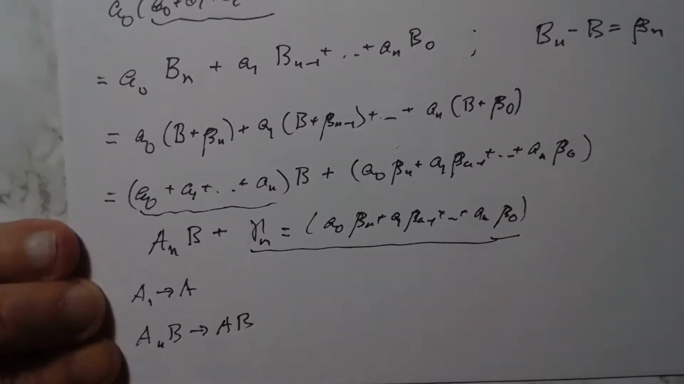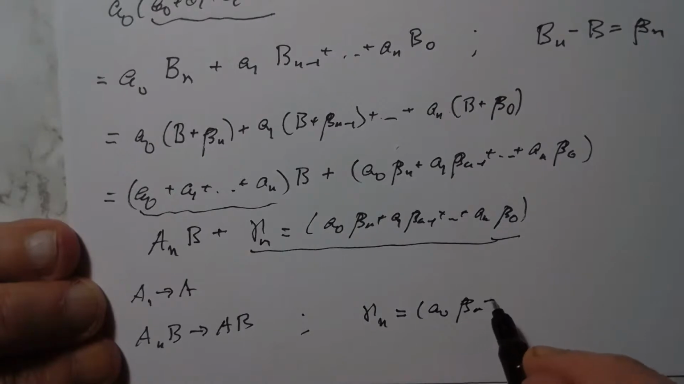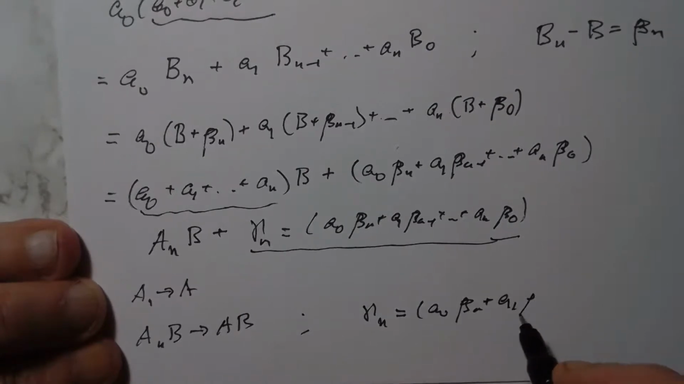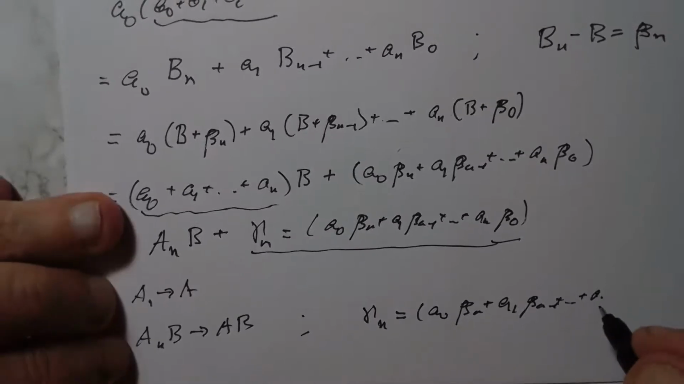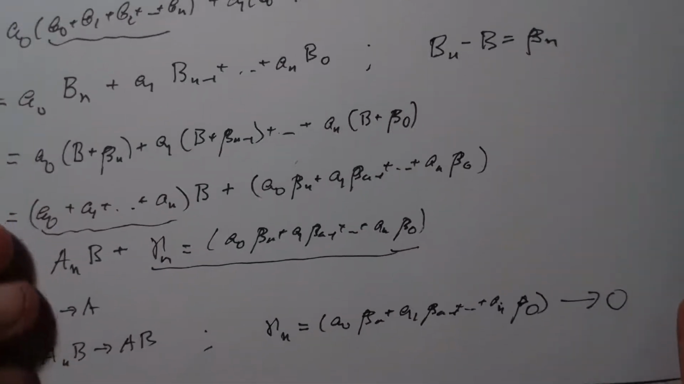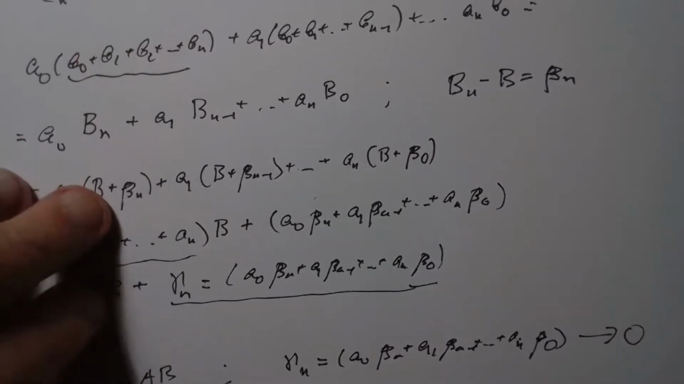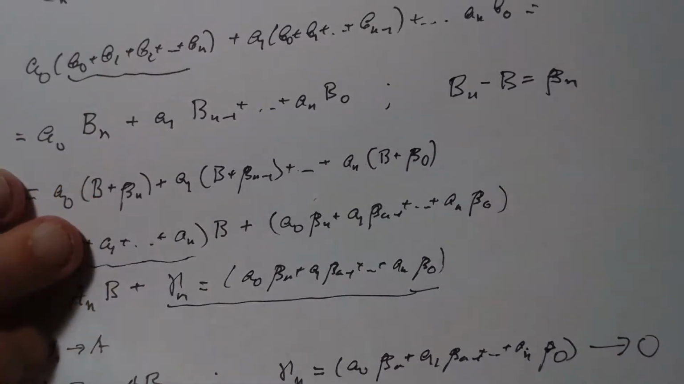And so all that's left for me to do is to say that gamma_n, equal to A_0 beta_n plus A_1 beta_{n-1} plus etc. plus A_n beta_0, converges to 0, right? And if I prove that, then I'm done with the theorem. Okay, so I'm going to switch to the next page and rewrite what's written on this page.